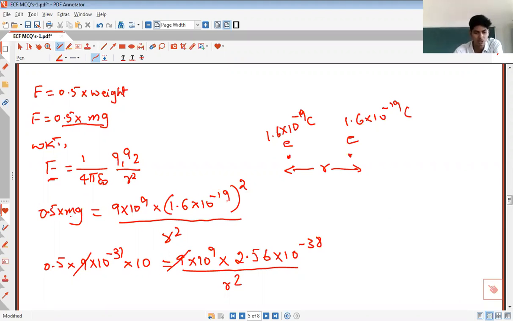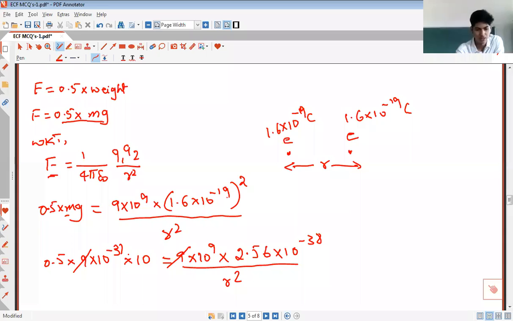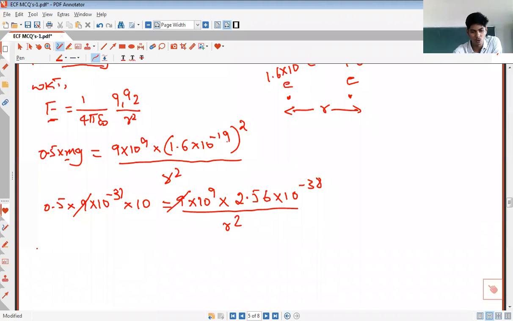The mass of the electron is 9.1 into 10 power minus 31. For the sake of convenience, to simplify things, I have substituted it as 9 into 10 power minus 31. It doesn't make much difference. Okay, so we can now calculate r square.